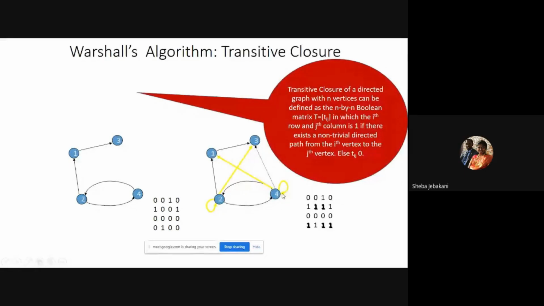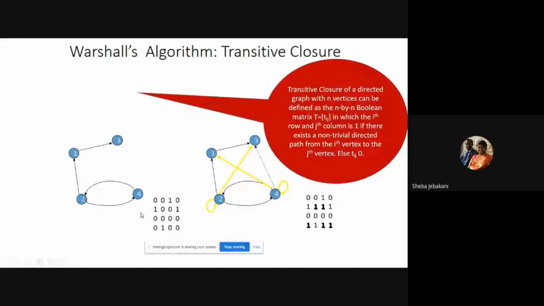Now if you take 4 to 2 I can go, and 2 to 1 I can go. So that means 4 to 1 also I can reach. If I can go from 4 to 2, and then 2 to 3, then 4 to 3 also I can reach. If you see over here 4 to 2 and 2 to 4, again I can go and come back to 4. So that way 4 will have a self loop, meaning 4 to 4 is also reachable. 2 to 2 is also reachable because of this loop that is present over here.